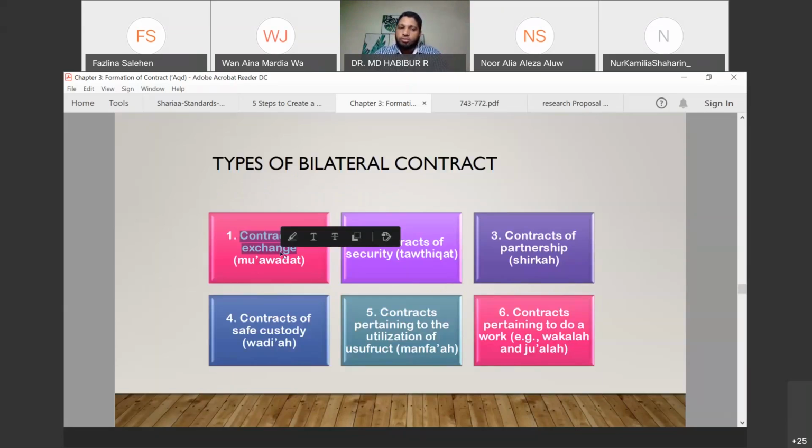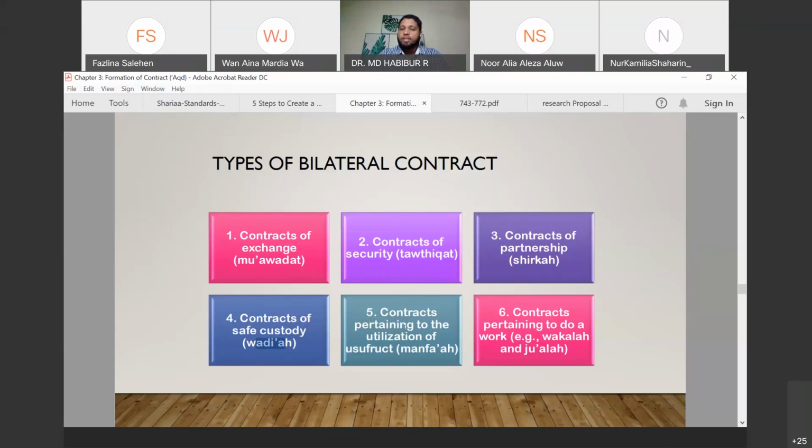For example, contract of exchange, in Arabic called Muawadat. Like exchange means buy and sell, right? Number 2, contract of security, in Arabic called Tawsiqat, is a kind of guarantee. For example, Kafala, Rahan. Rahan means something collateral, something you put as a mortgage, right? So this is contract of security. Number 3, contracts of partnership, shirka, like musharaka, mudaraba. Number 4, contracts of safe custody. For example, wadi'a. Wadi'a is the name of the contract itself, safe custody contract.